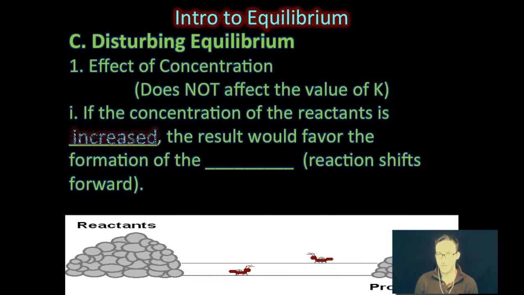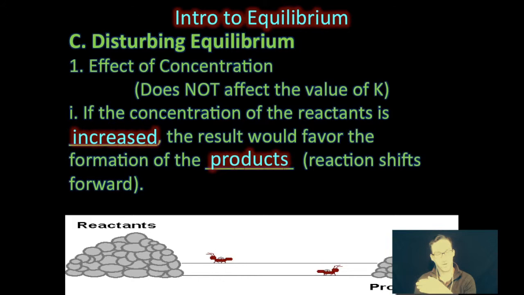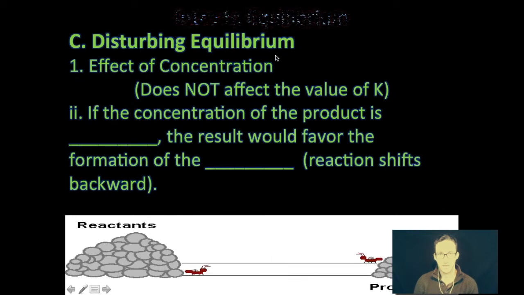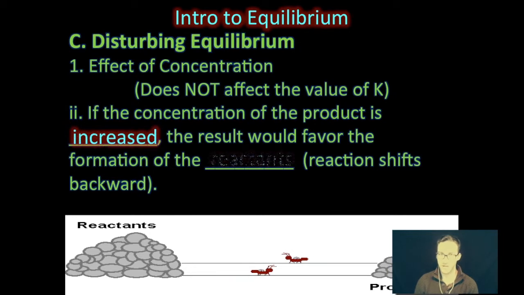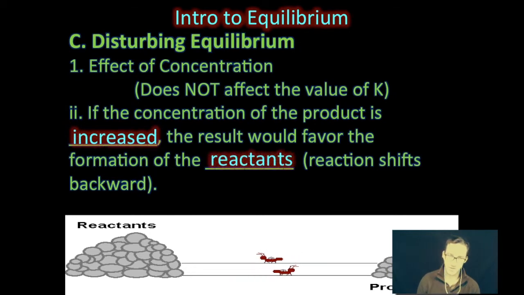So if the concentration of the reactants is increased, you add reactants, the result would favor the formation of the products. Again, we're going to shift to form more products so we can counteract that stress and reestablish equilibrium. If the concentration of the products is increased, the result would favor the formation of the reactants. It's going to shift backwards, again, to reestablish equilibrium.